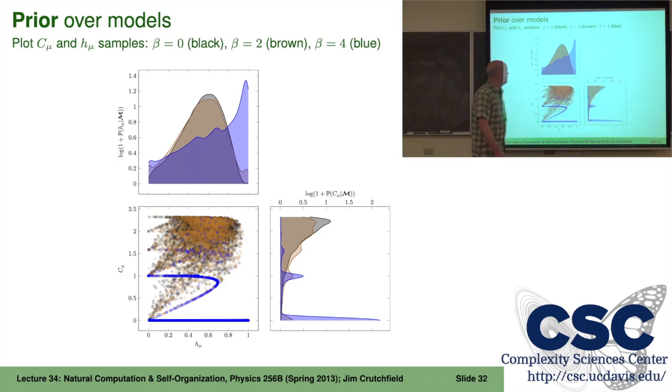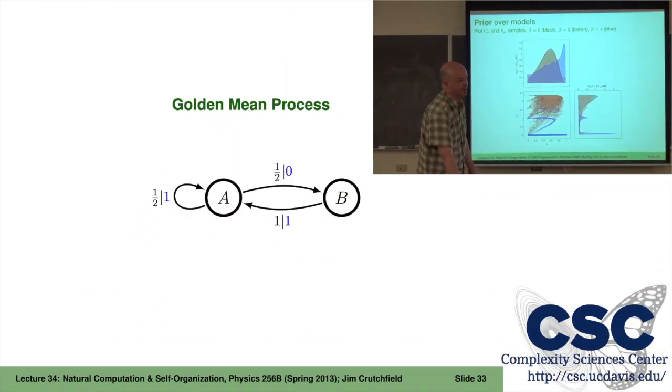Yeah, and so you end up getting these two patterns where actually the difference between 0 and 2 is not all that dramatic. With beta equals 4, entropy rate, you really see the single state machine coming out. So that gives you a sense of what happens without any data, without any restrictions by actually observed things.